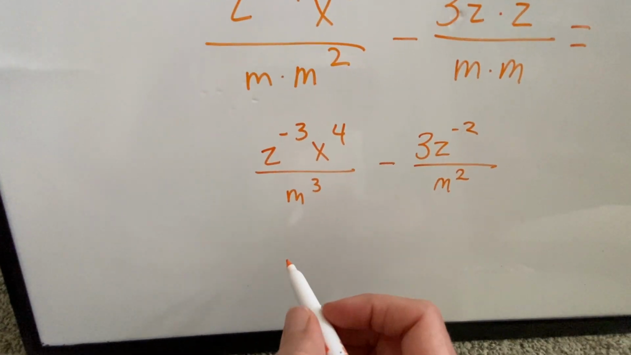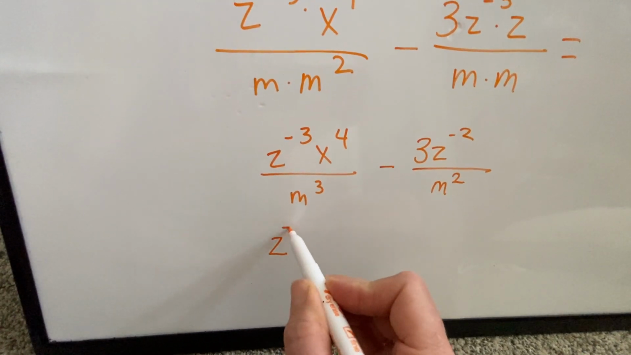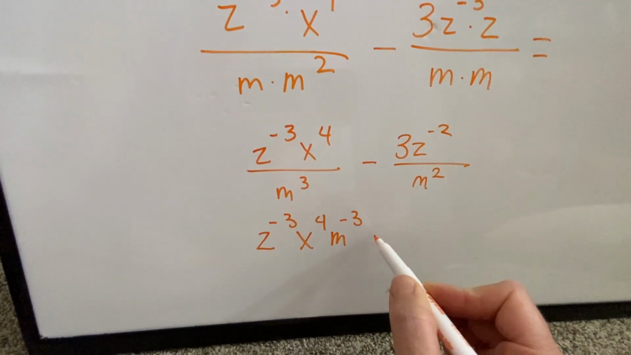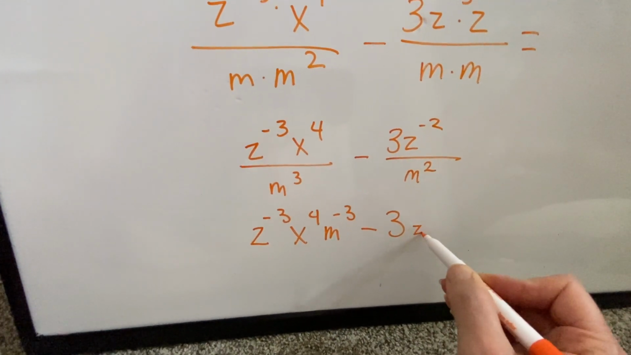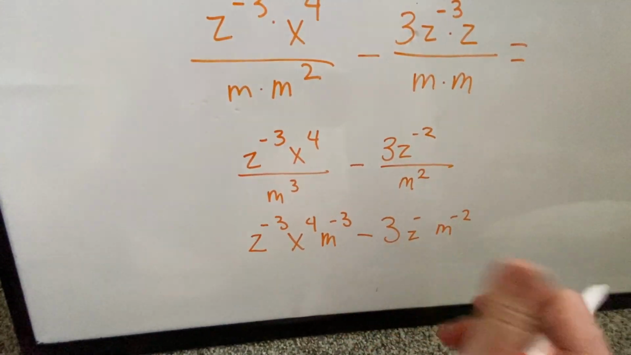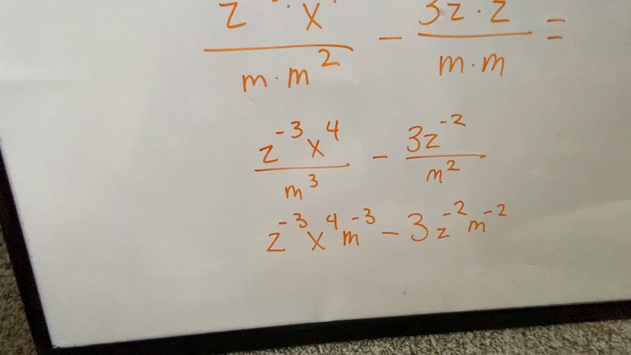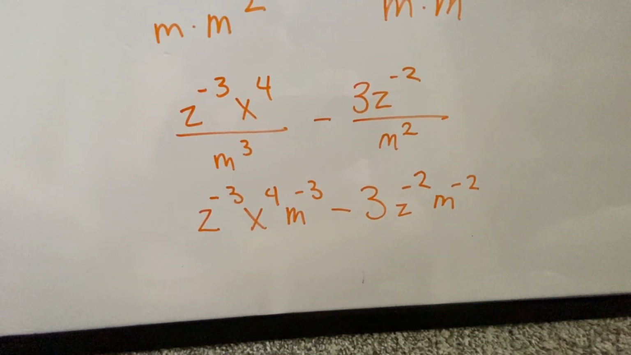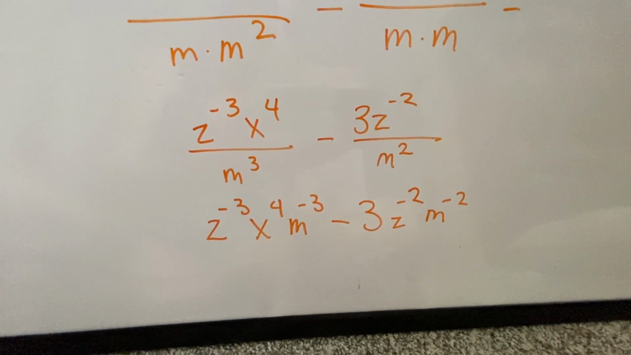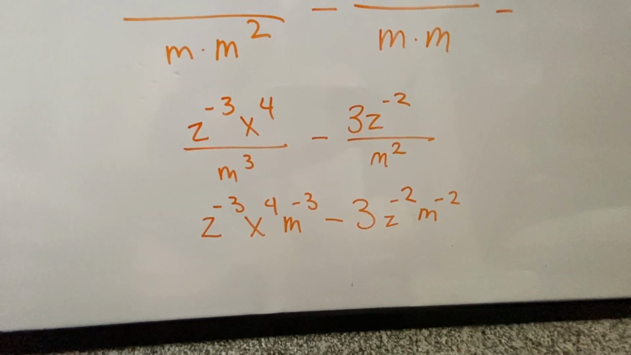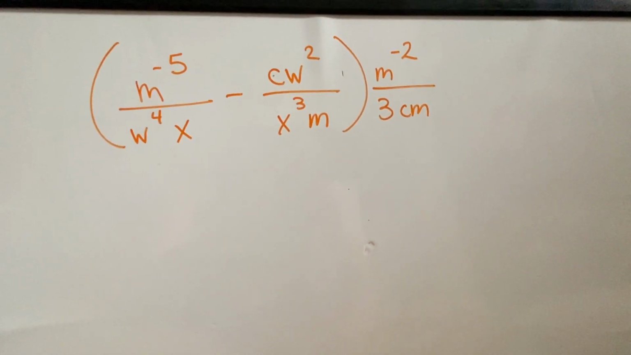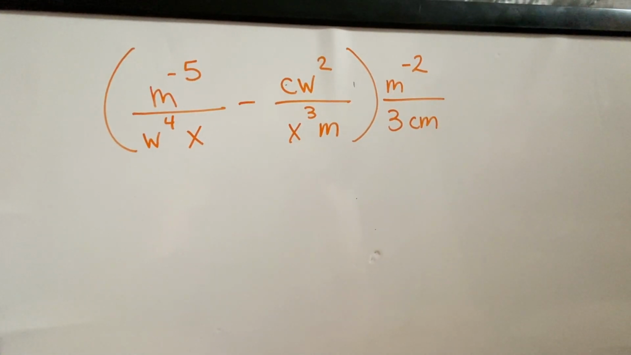So this is what your final answer is going to look like. Z to the negative 3, x to the 4th, m to the negative 3, minus 3, z to the negative 2, m to the negative 2. Let me write that a little bit better so it doesn't look the same as everything else. Okay, so here it is, z to the negative 3, x to the 4th, m to the negative 3, minus 3, z to the negative 2, m to the negative 2. That's the final answer. Okay, let's go through one last example in this lesson 40.